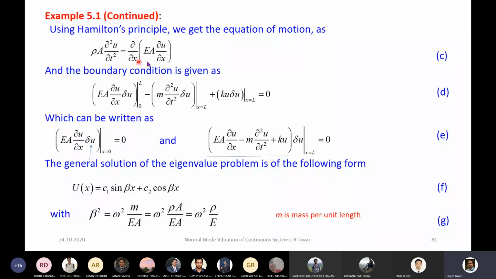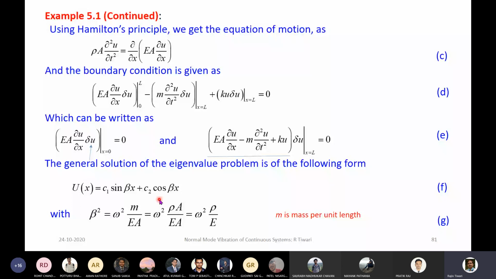Because the governing equation is the same, the form of the solution which we assumed earlier for the axial rod case will remain the same. It will contain two constants, C1 and C2, and sine beta x, cos beta x. So beta has been defined here in terms of the parameters of the system. Because the beam we are considering is uniform, this will be the general solution which we had previously.